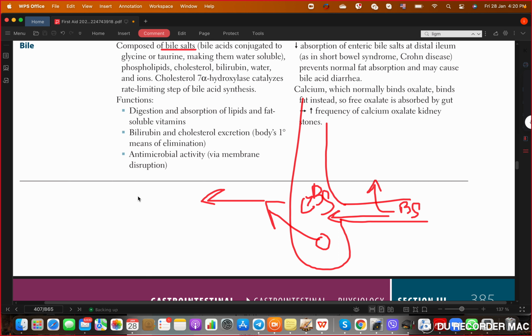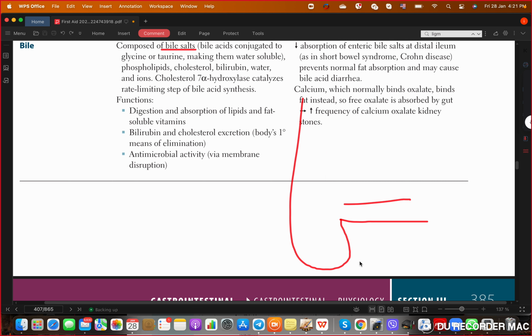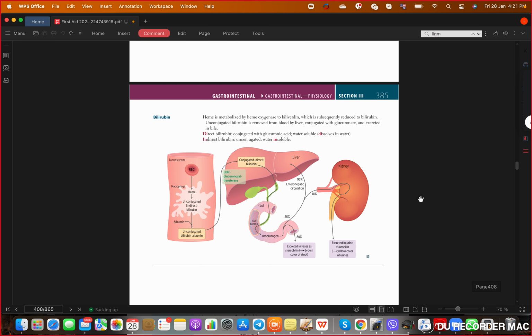So, Doc, if we have any surgery and we remove part of the intestine, that means the bile salts are not being reabsorbed, right? Correct. That means the calcium is getting bound to the bile salts and the oxalate is roaming free, so they'll also get oxalate stones, which have the envelope shape. Okay. Good. Next.